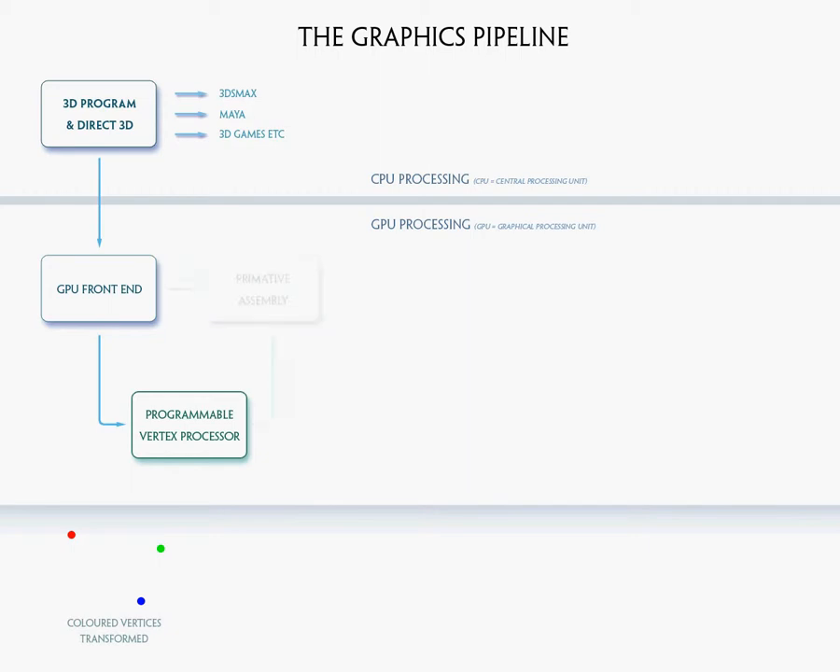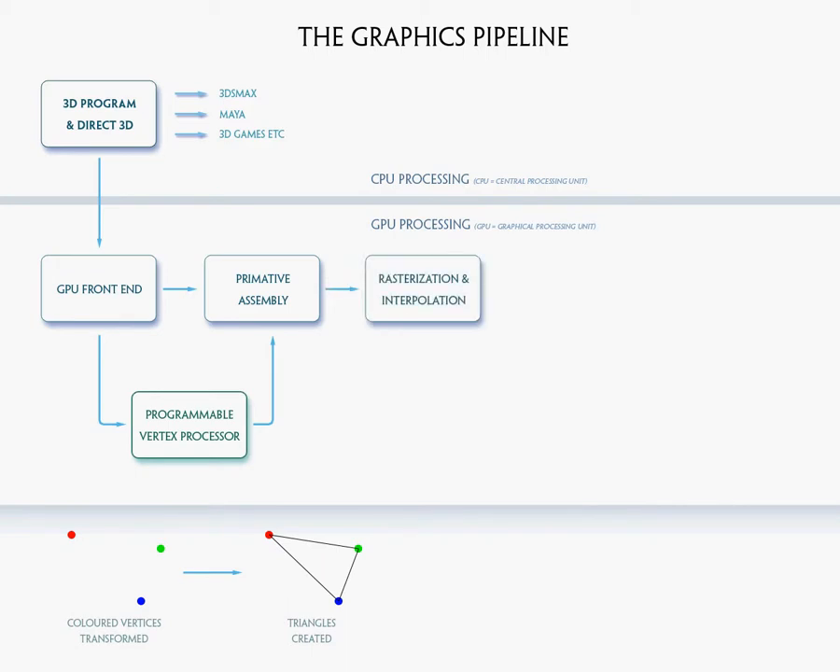So the next thing that happens is primitive assembly. And what that means basically is connect the dots. So the programmable vertex processor passes the vertices to primitive assembly, and the primitive assembler connects them to create triangles. So you've just got vertices at this point. Once they're passed to the primitive assembly, you get triangles out. The primitive assembler passes the triangles to the rasterization and interpolation unit. And what happens here is all the triangles are cut up into screen space pixels. So instead of just having a triangle here, now we've got a set of pixels that represent that triangle.